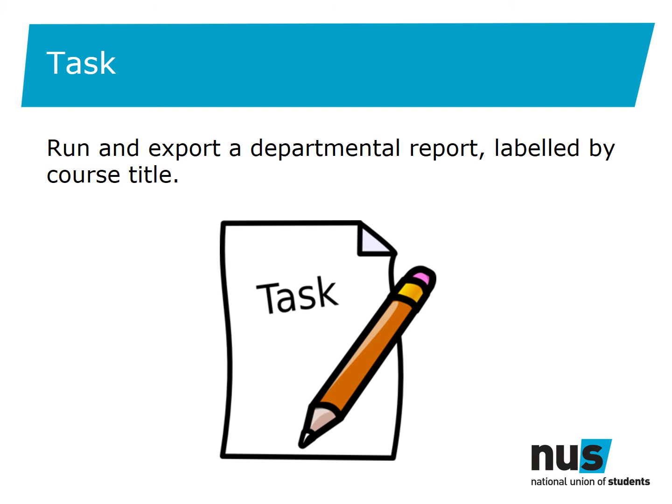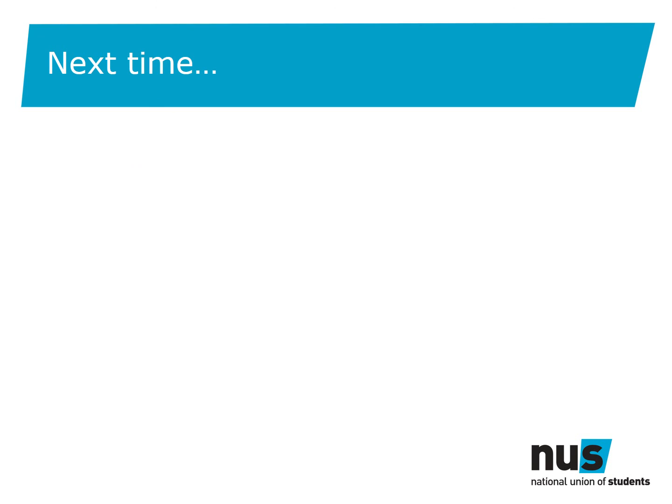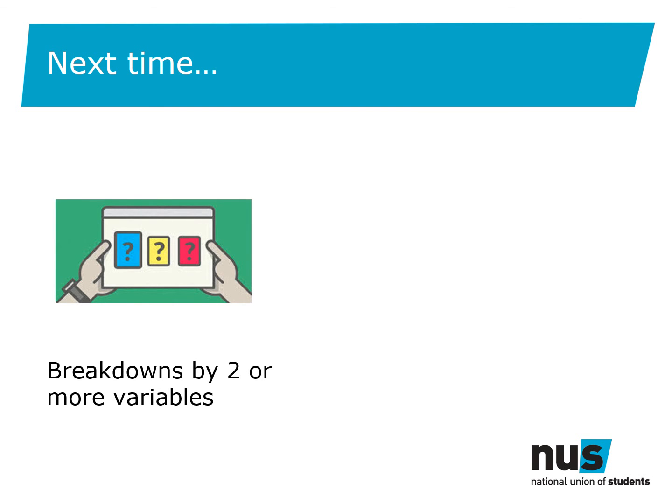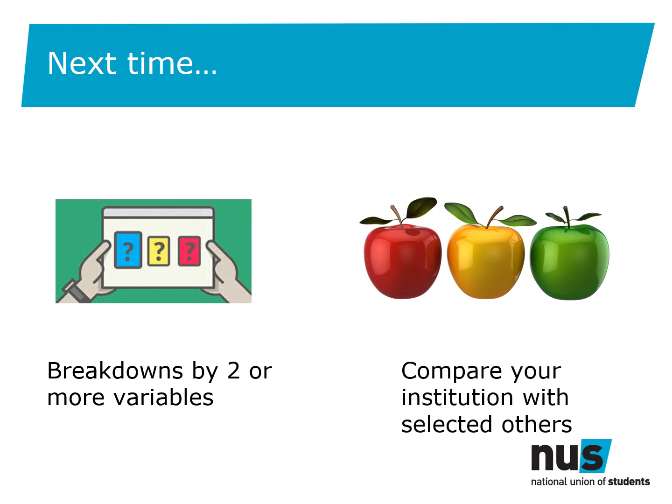Now you know more about custom reports, why don't you run one yourself? Before starting the next video, run and export a departmental report labelled by course title. In the next video, we'll cover two different styles of report. We'll demonstrate how to break your data down by 2 or more variables and how to compare your institution to others selected by you, such as your competitors, similar institutions, or those local to you.